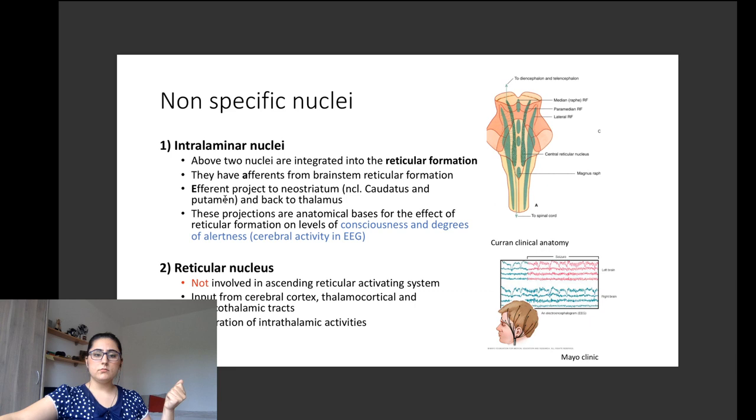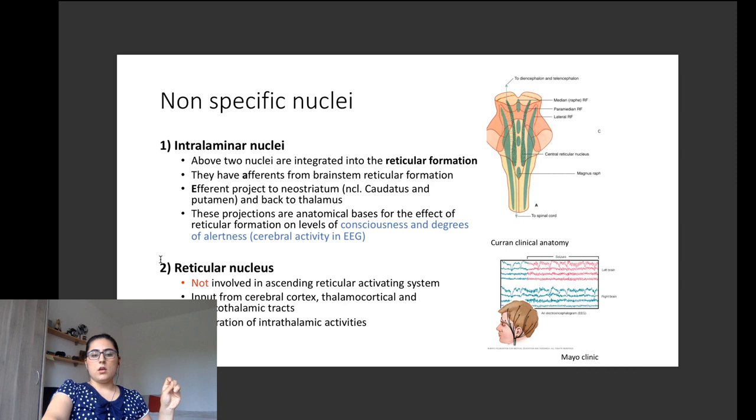Okay, so that's the intralaminar nucleus. Here I also put an EEG, in case you were wondering what an EEG is: it's a machine that measures the electrical signals in my brain. All right, so that's it.